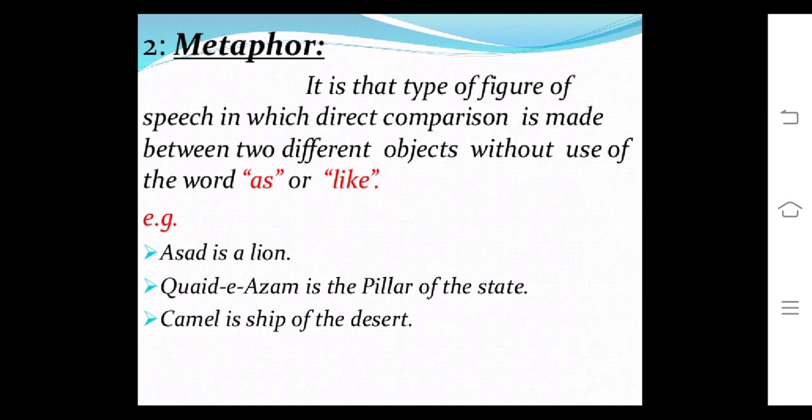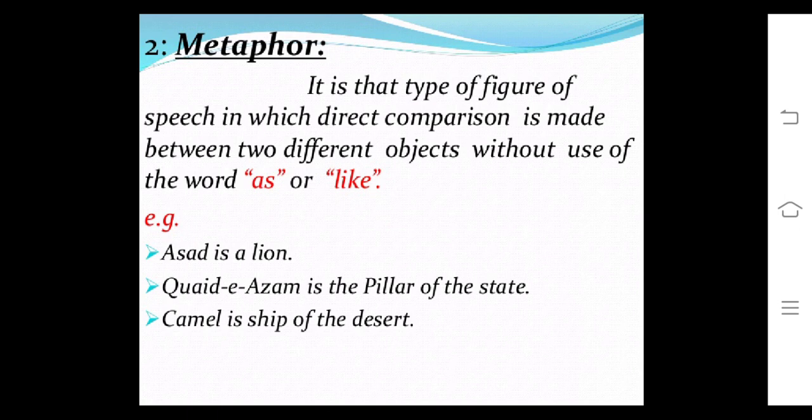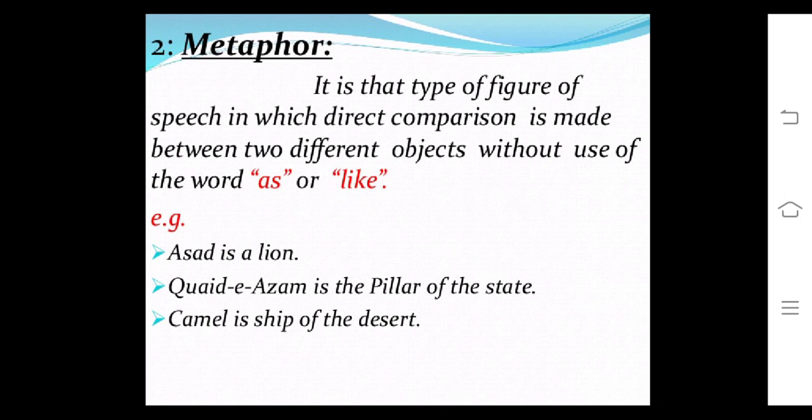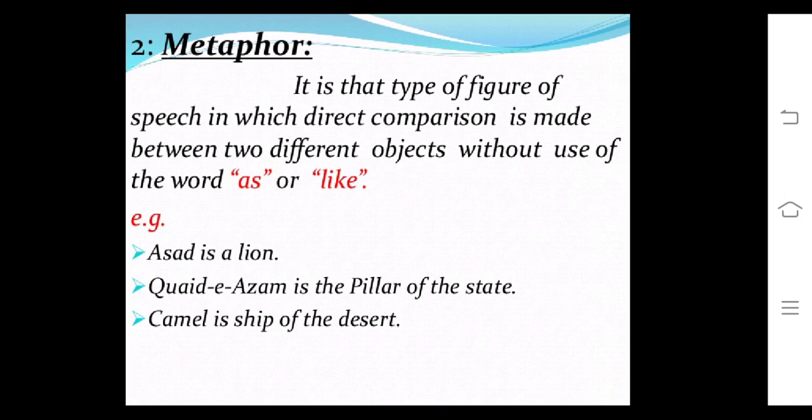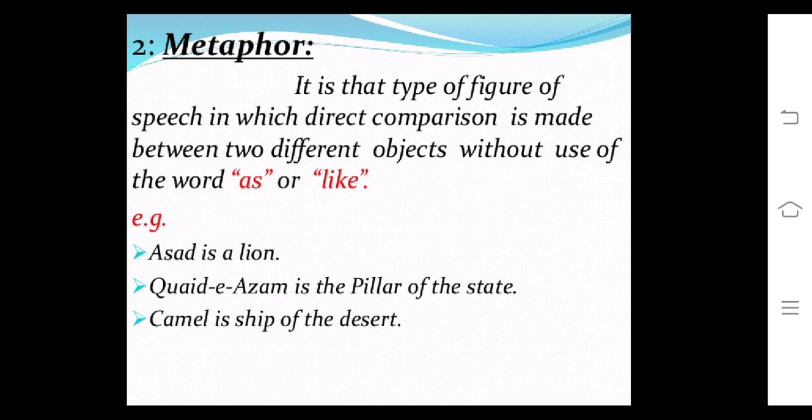And then I can say another example for the simile, but for the metaphor, Asad is a lion, full stop. So there you have seen there is no like and as word, so for that you can put it as a metaphor. Good. Then next, Quaid-e-Azam is a pillar of the state. Camel is the ship of the desert, without using these two. Okay, so the main thing you have to remember, in the simile we use as and like. For the metaphor we won't use as and like.